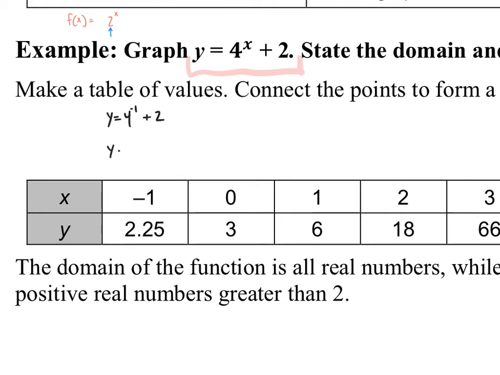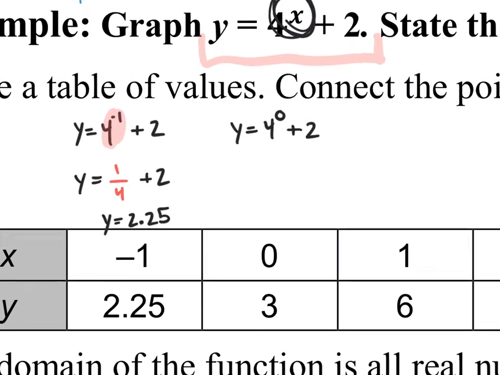You would simply go through and evaluate by replacing x with the value that they wanted. Now in this case, remember that anything to the negative power requires you to take the reciprocal. So 4 to the negative 1 power is actually 1 over 4. And that's where they got the 2.25, because 1/4 is 0.25, plus 2 is 2.25. And then for all the other ones, we are simply replacing x with whatever they tell us to.